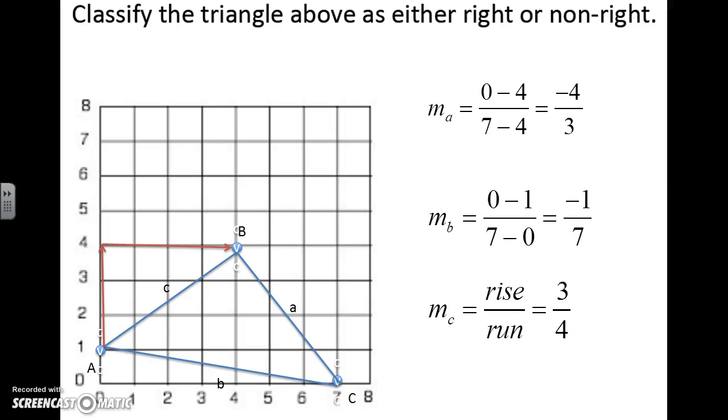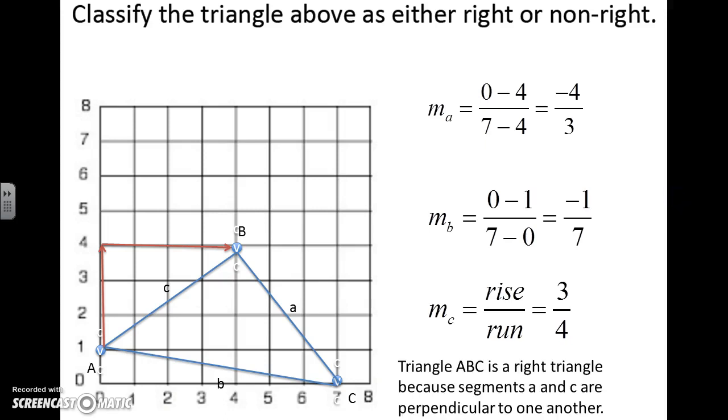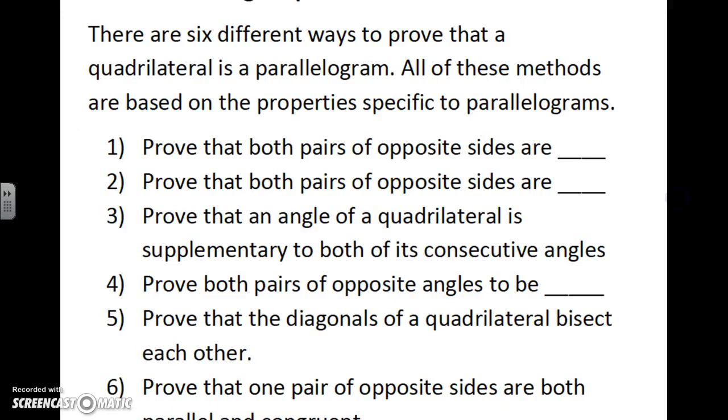Now, I can see that the slope of A is -4/3. The slope of C is 3/4. Those are opposite reciprocal slopes. So triangle ABC is a right triangle because the segments A and C are perpendicular to each other.